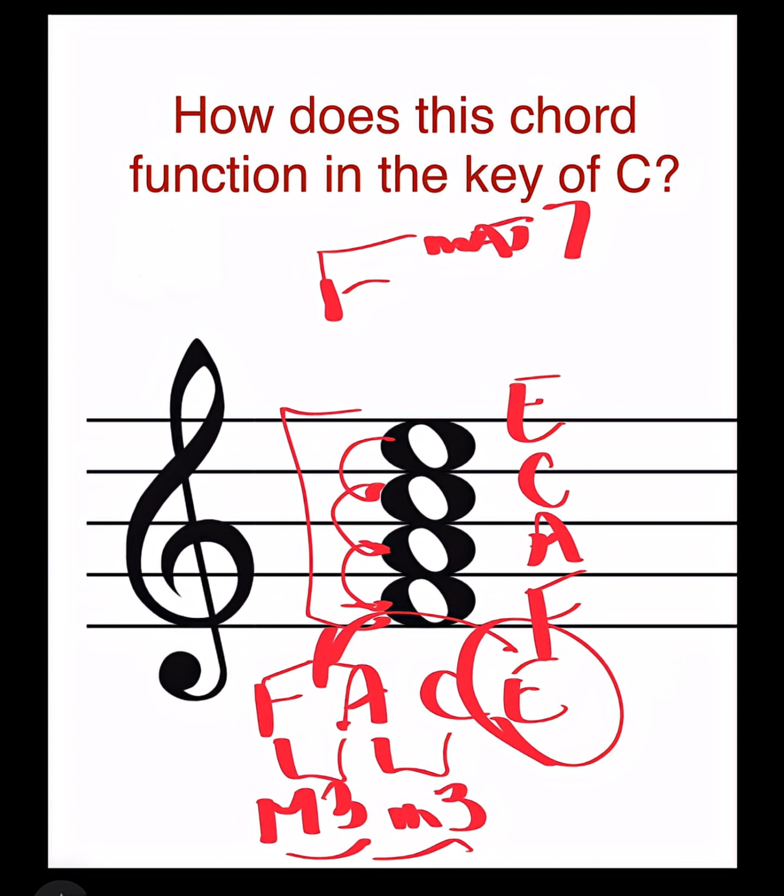Now, finally, how would it function in the key of C? You want to think of your C major scale. The note F is the 4th scale degree. So this here would be functioning as the 4 chord in the key of C. Sometimes the fancy term for that is the subdominant chord. That's the 4 chord. But there you go. That's the answer. This is an F major 7 chord. It would function as the 4 chord in the key of C.